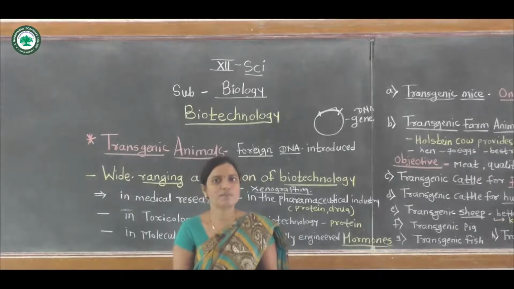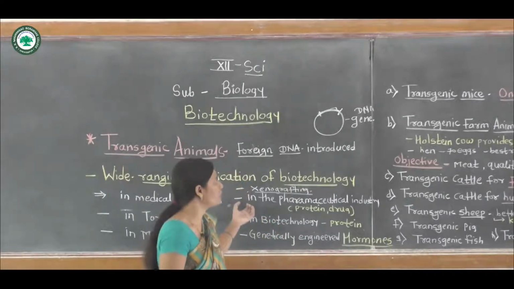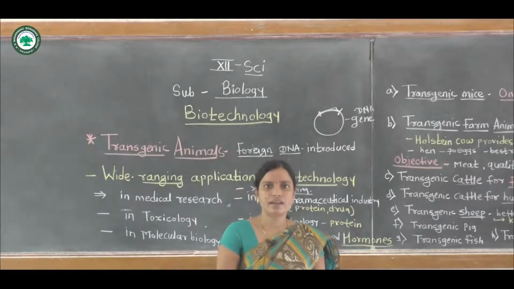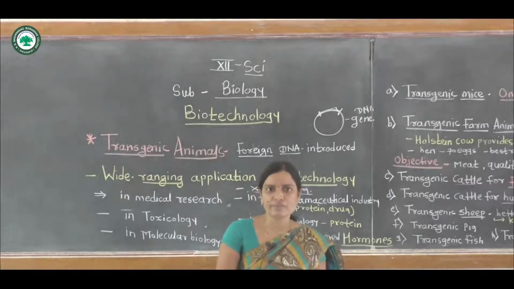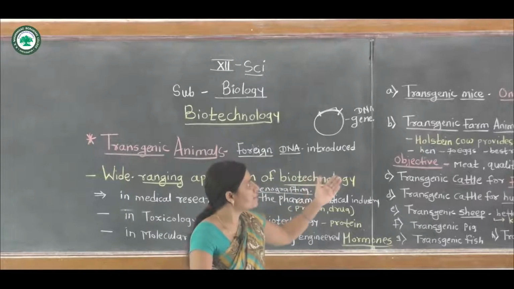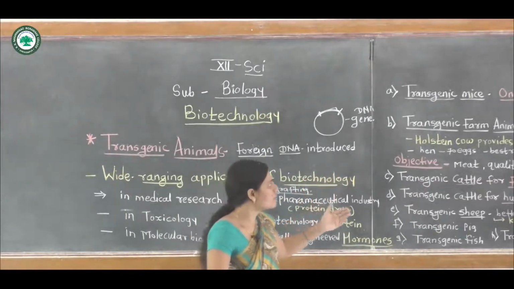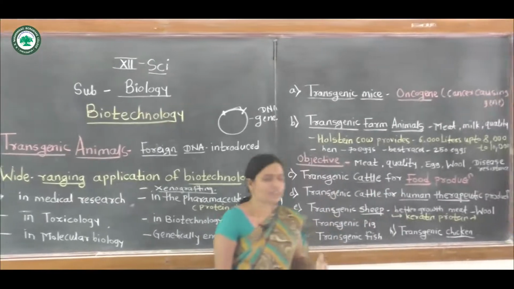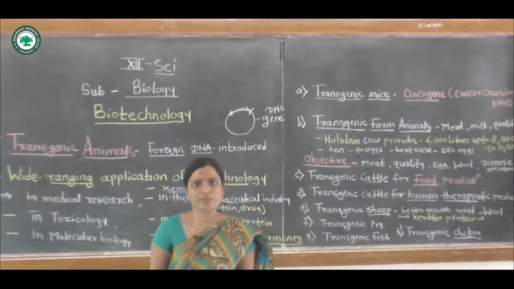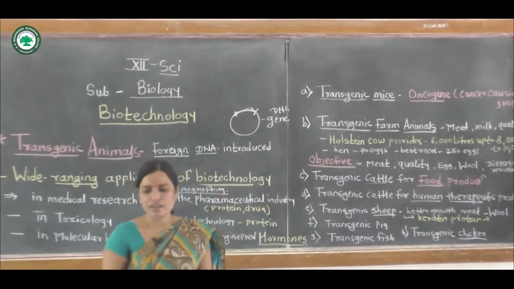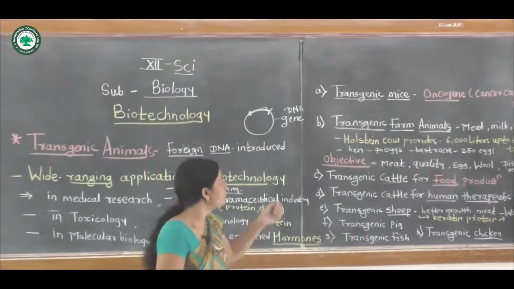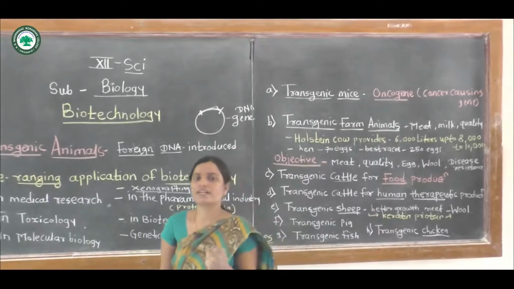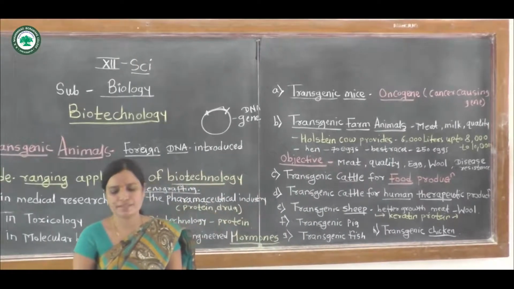These are the applications of biotechnology. Now the next term is transgenic animals. These transgenic animals include mice, farm animals, and transgenic cattle. The first one is the transgenic mice.